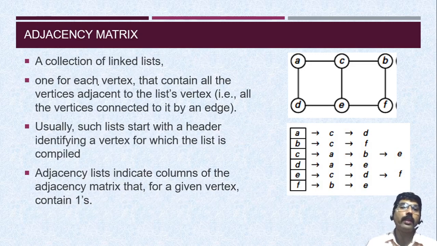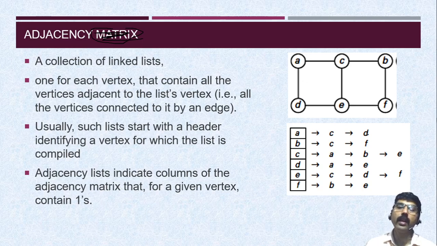The next one is called adjacency list. It's not a matrix here, it's an adjacency list. What is the meaning of adjacency list? It's nothing but a collection of lists. The second method of representing a graph is called adjacency list. An adjacency list is actually a collection of linked lists.